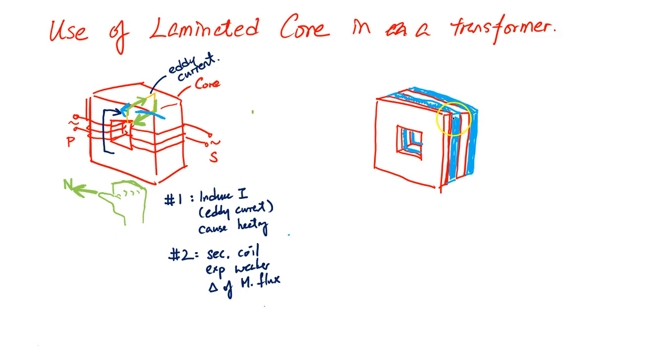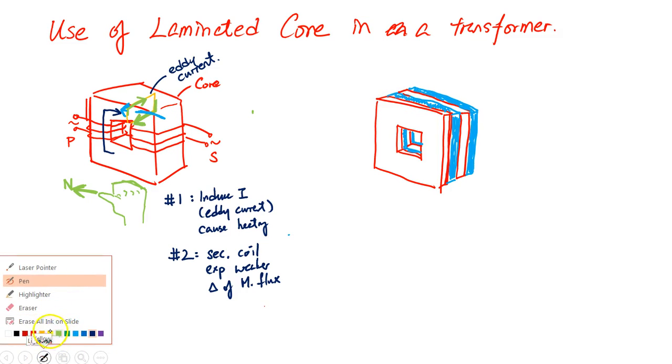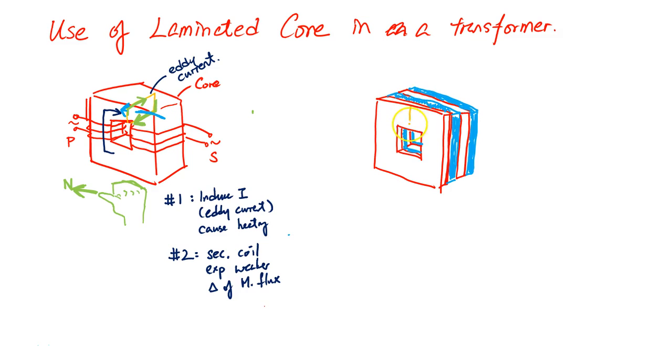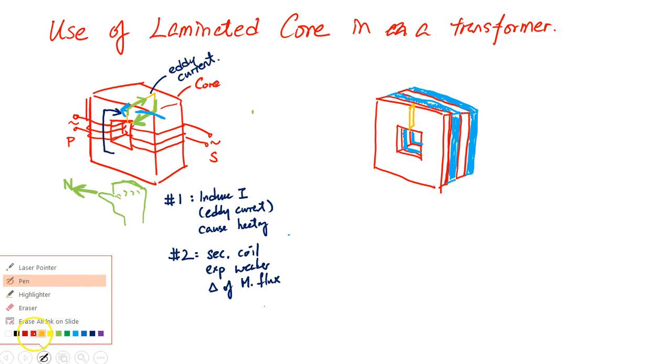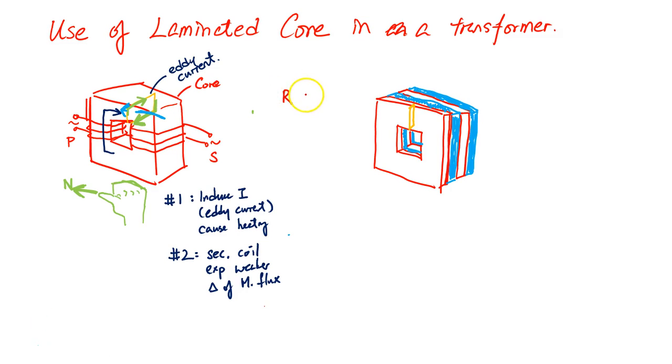Now, the advantage of doing this is that effectively you can see that the cross-sectional area of the core is now reduced to this, compared to this big one. Meaning that if you remember your resistivity formula, your resistance is inversely proportional to your area, right? So when your area drops, your internal resistance will increase.